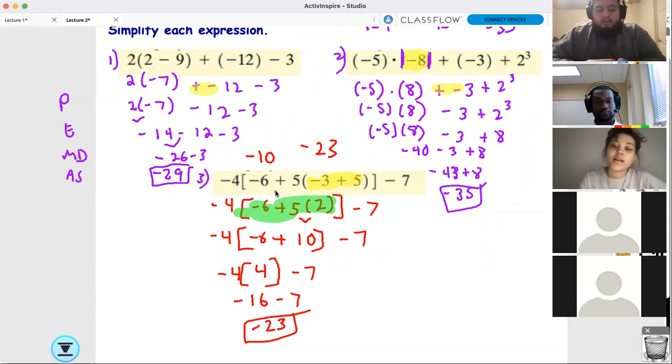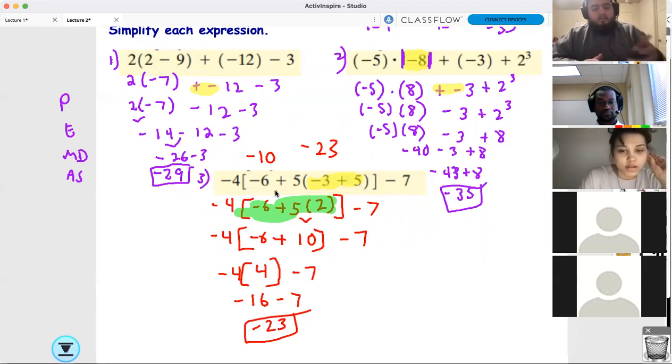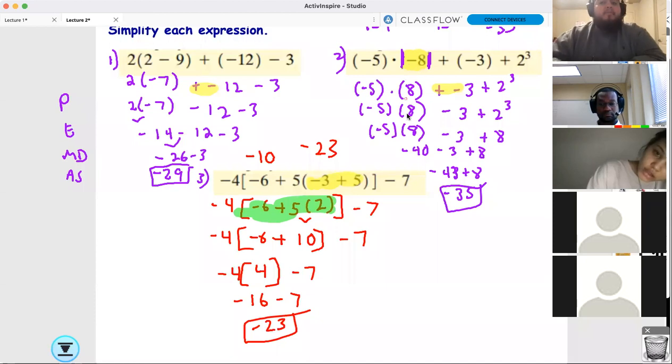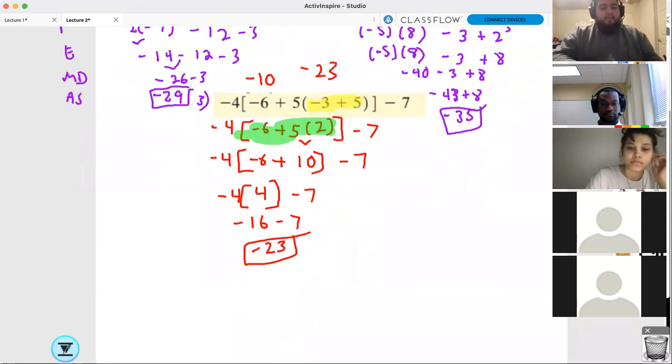Yeah, I know I got 35 for the first one, but I forgot why I changed the 8 to a positive. What's the rule behind that? Which, on number 2, I'm sorry. Oh, right here, the number 2. Oh, because of the absolute value. Thank you for reminding me. Let's make a little note about absolute value.